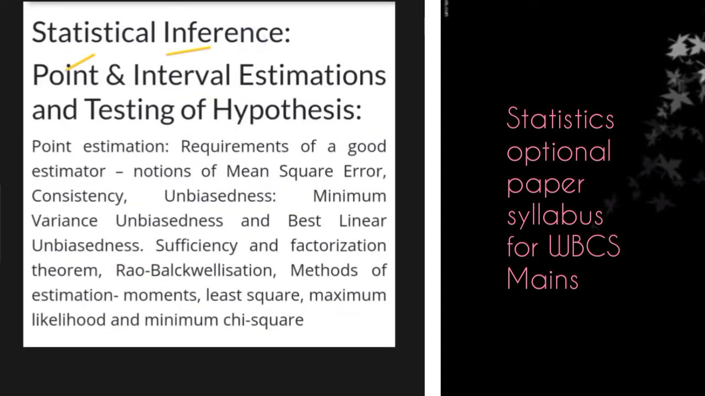The next section deals with statistical inference, which includes point and interval estimations and testing of hypotheses. Now here it includes point estimation, requirements of a good estimator, then notions of mean square error, then consistency, then unbiasedness, minimum variance unbiasedness, and best linear unbiasedness, then sufficiency and factorization theorem, Rao-Blackwellization, methods of estimation, moments, then least square, maximum likelihood, and minimum chi-square.